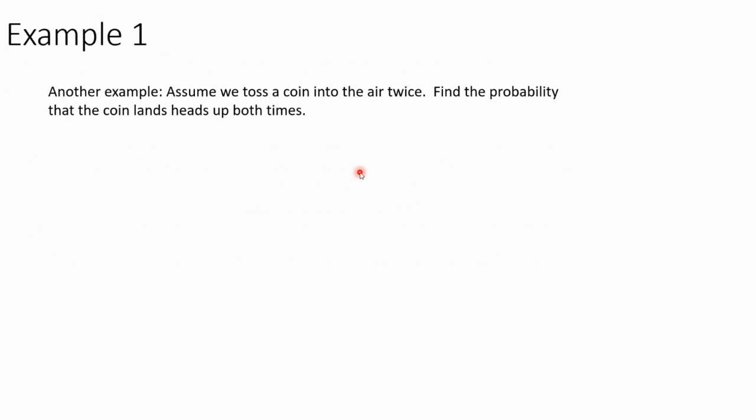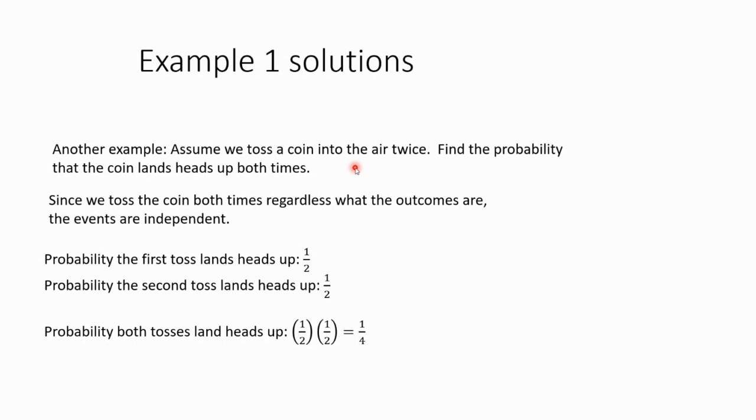So here's another example. Let's suppose we decide to toss a coin into the air twice. What's the probability that the coin is going to land heads up both times? Well, it's really just like with the die from the previous example. You're rolling the die twice. What's the probability of this number on the first toss? The probability of another number on the second toss? It's the same thing with the coin.